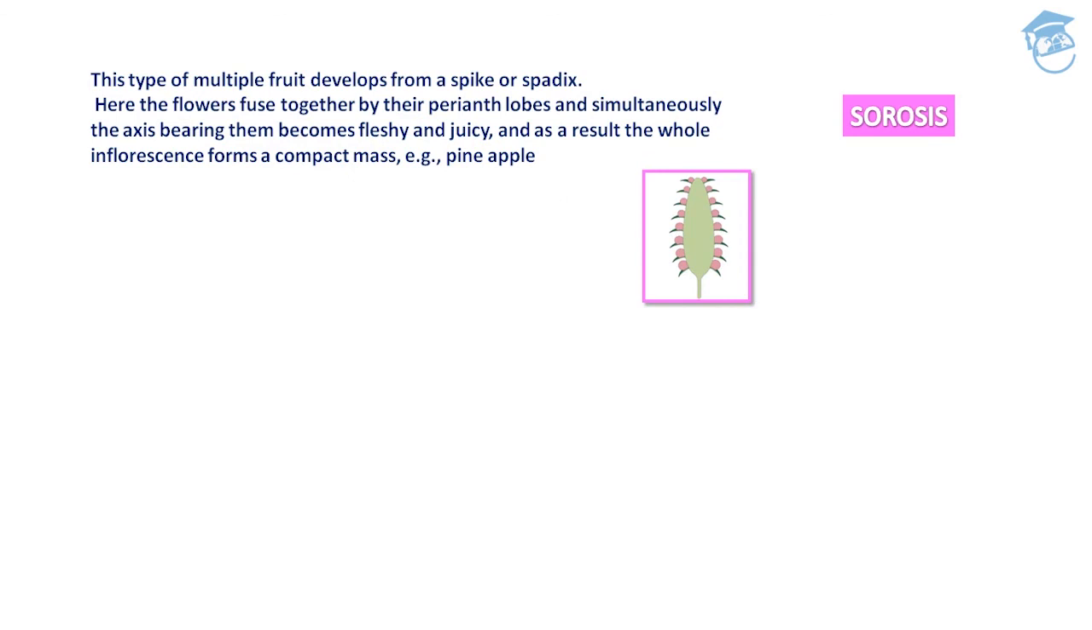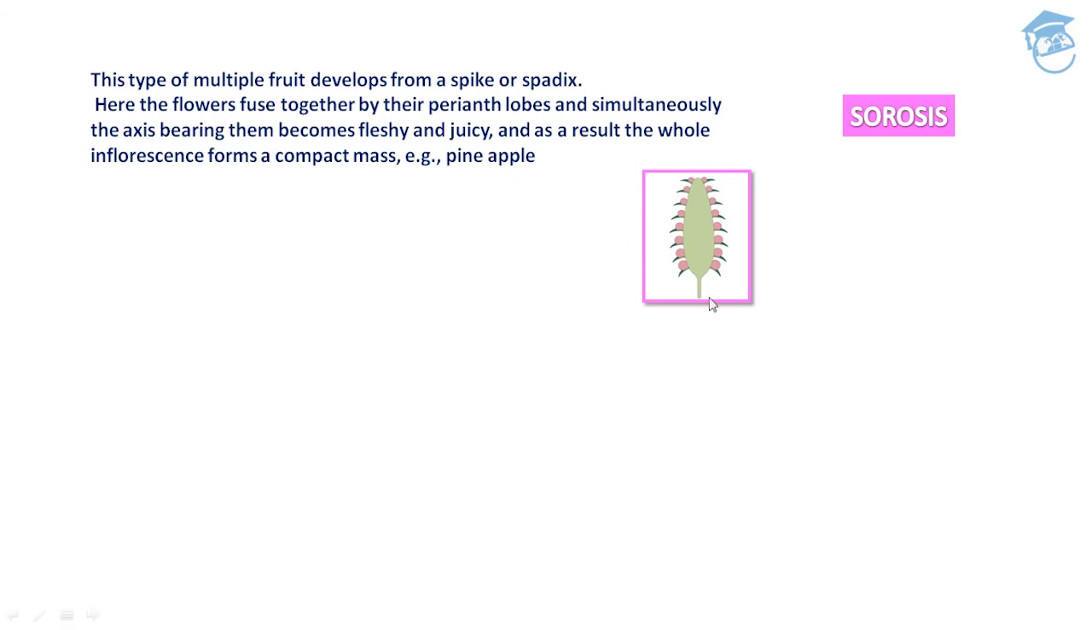This type of multiple fruit develops from spike or spadix. Here, the flowers fuse together by their perianth lobe, and simultaneously the axis bearing them becomes fleshy and juicy, and as a result whole inflorescence forms a compact mass. See, it forms a compact mass, this entire inflorescence. Okay, so this type of multiple fruit develops from a spike or spadix.